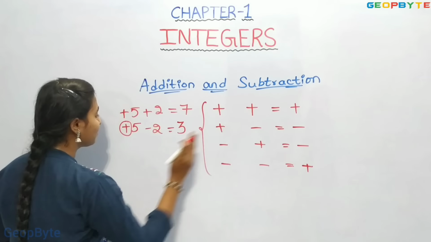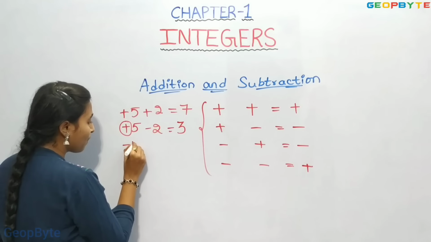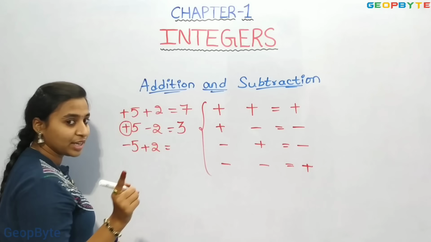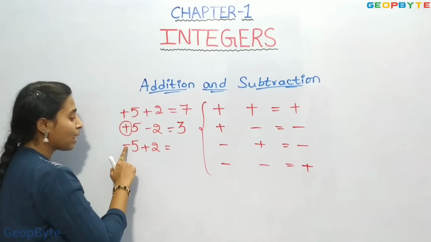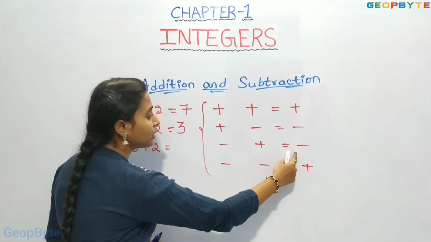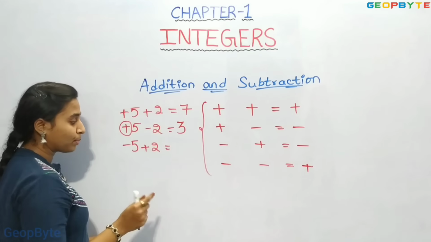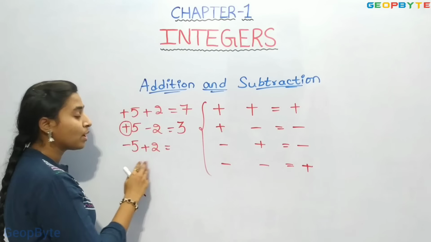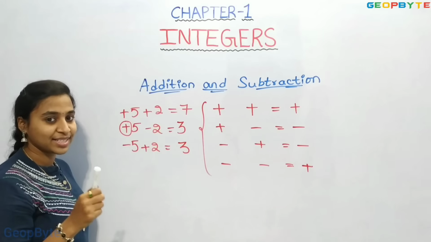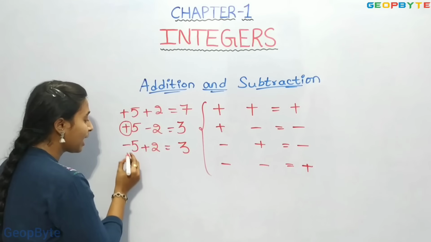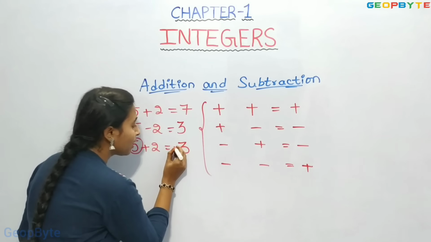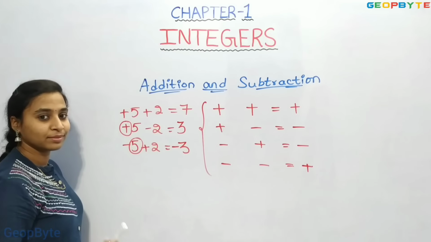We have minus plus. Let me take minus 5 plus 2. In this condition, same, we have minus and plus. We need to subtract, similar to this. If we subtract 5 minus 2, we get 3. And I said, check the symbol. I have minus for the bigger number. We need to write minus 3.